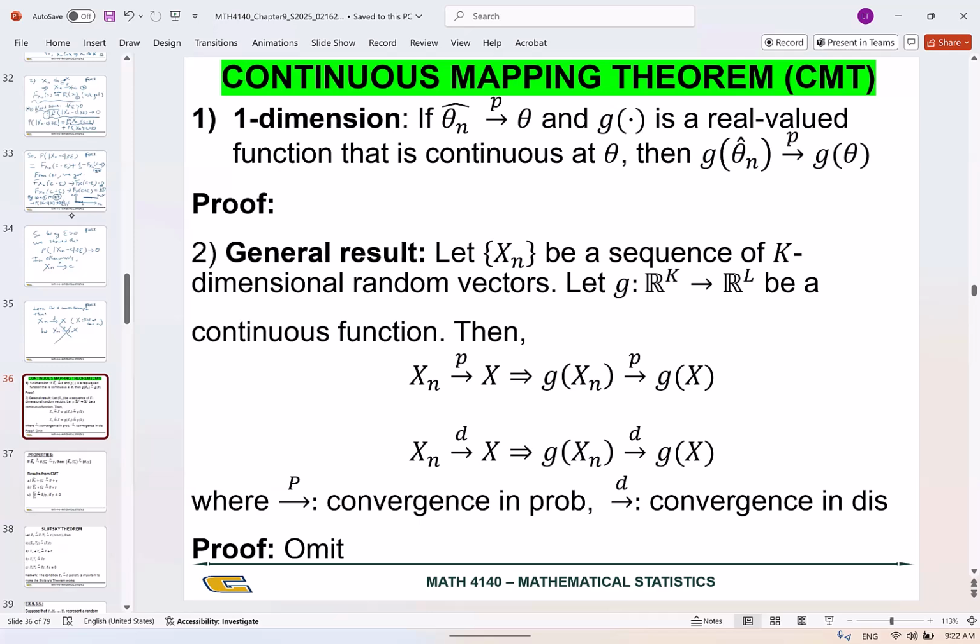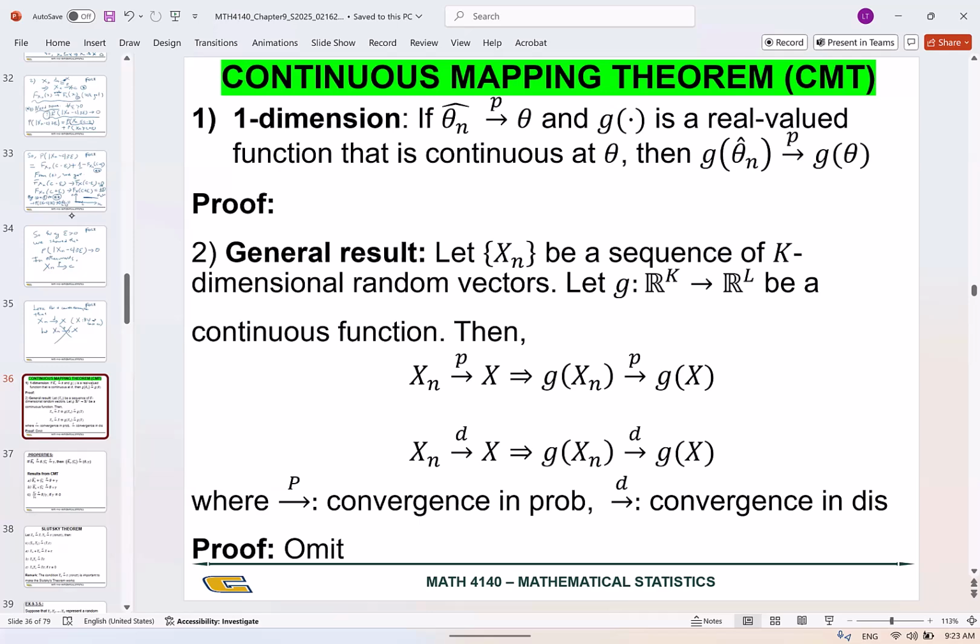And actually, we do have a more general result which tells us it can be extended to k-dimensional random vectors. So xn is a k-dimensional random vector, and G is a function from k dimensions to L dimensions, and it's a continuous function.